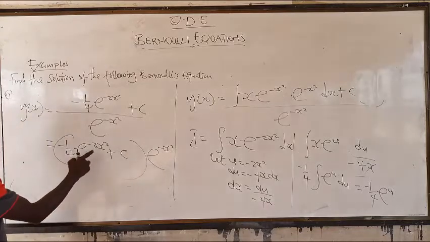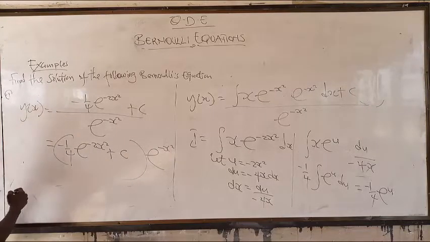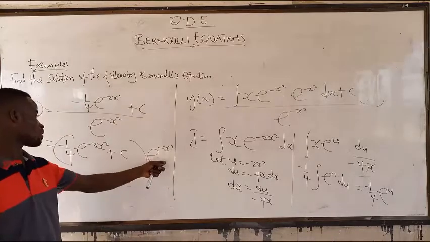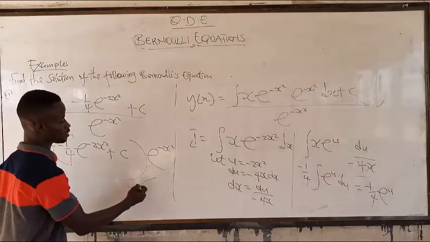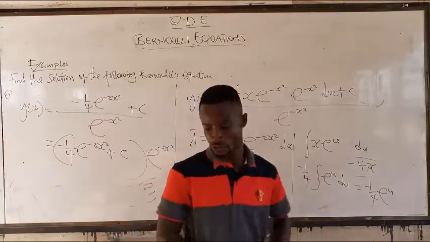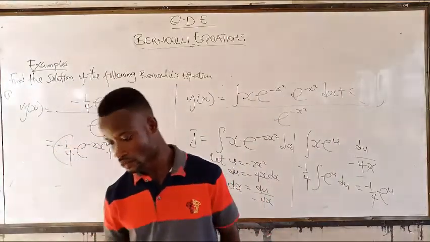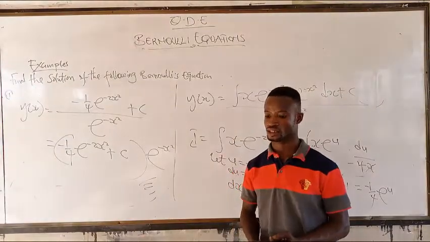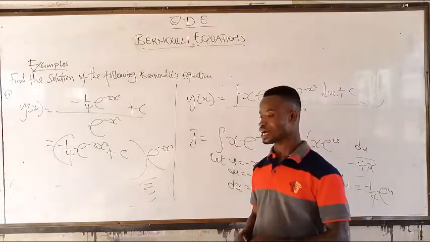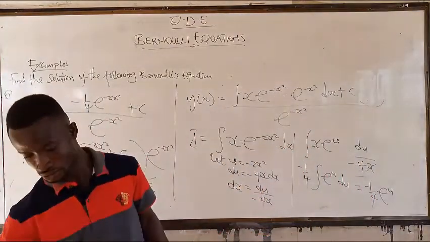And when this multiplies this, you can leave it like this also. You can leave it attached. You can also multiply this throughout, and that becomes your general equation for the first question. Alright, so let's look at the second part.